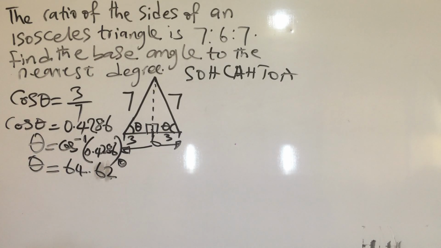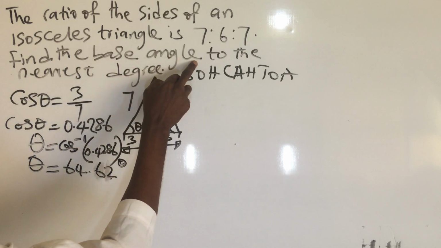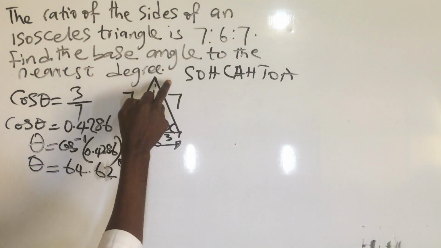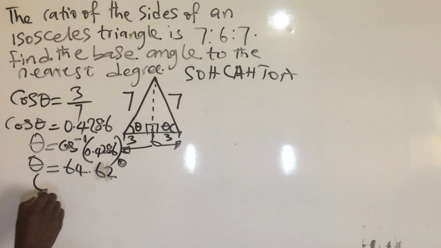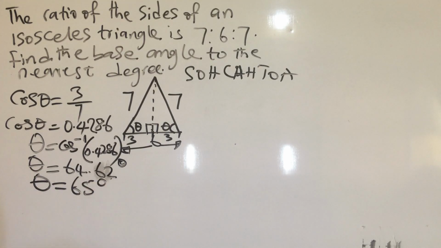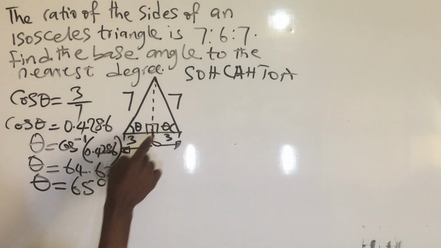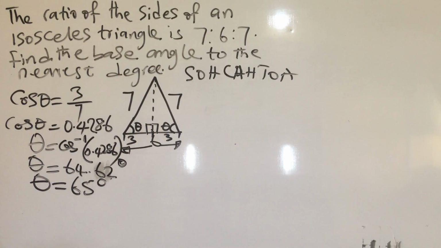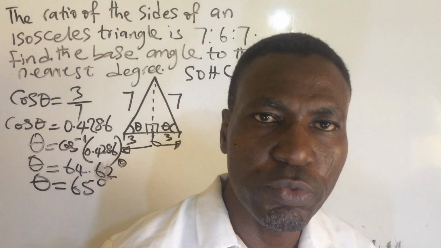Then the question says we should find the base angle to the nearest degree. To the nearest degree, we will now approximate it. It will now be theta equals 65 degrees. Therefore, this base angle is 65. So this one is 65, the other one is 65. So the base angles will now be 65 degrees.